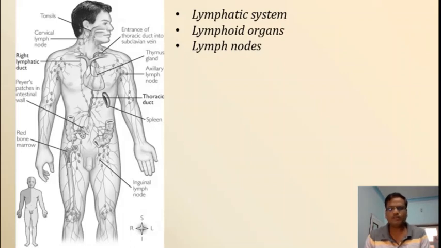Now this also plays a very important role in many physiological aspects. But when it comes to the immunity, the lymphatic system, lymphoid organs along with lymph vessels and lymph nodes, they play a very important role in the immune response. Now we can watch a small video about this lymphatic system and we'll come back.